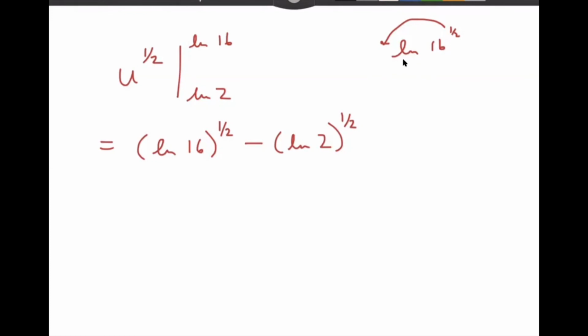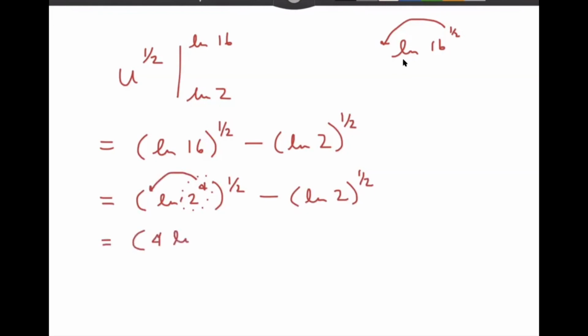16 happens to be a power of 2. Okay. So why don't we write this as natural log of 2 to the 4th. And then I still have to be super careful with the 4 next to the 1/2. That is not going to give you a 2, because this 2 to the 4th right here is inside the logarithm. Okay. But what I can do is this. I can take the 4 out, and that's going to become 4 natural log 2 to the 1/2 minus natural log 2 to the 1/2.